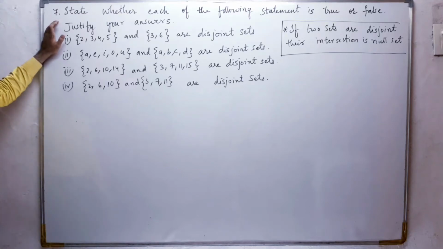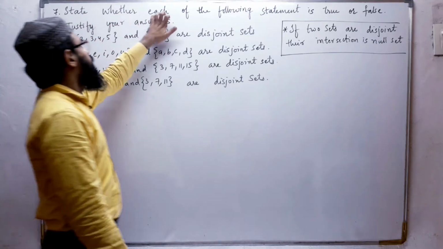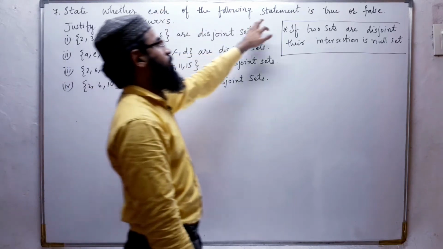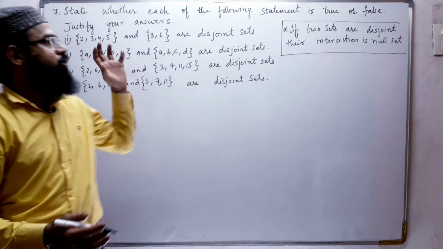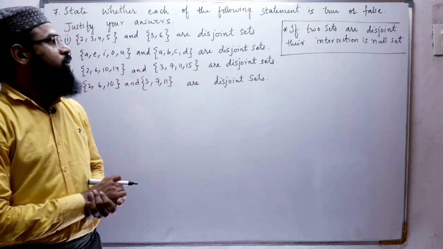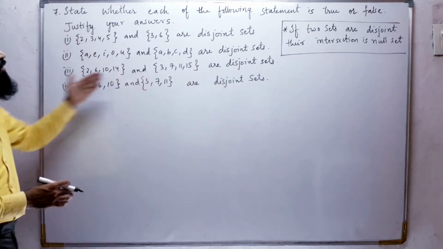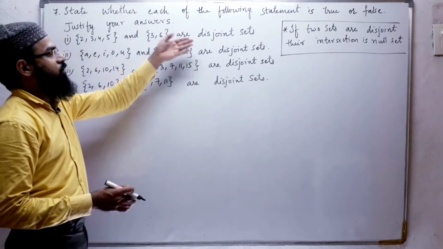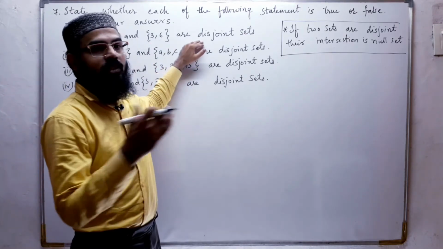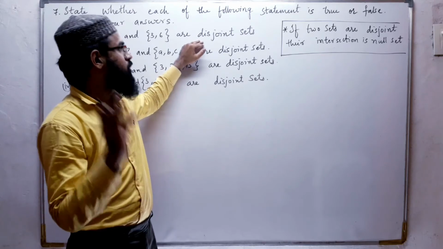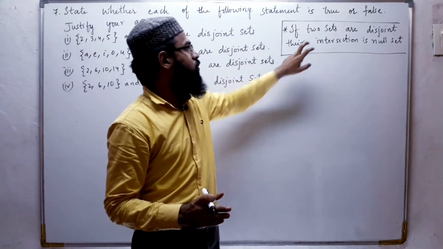Seventh problem: state whether each of the following statements is true or false. So we have to say which of these is true and which is false. Before starting this, they have given that these sets are disjoint or joint. For saying the given sets are disjoint, we have to remember this rule.